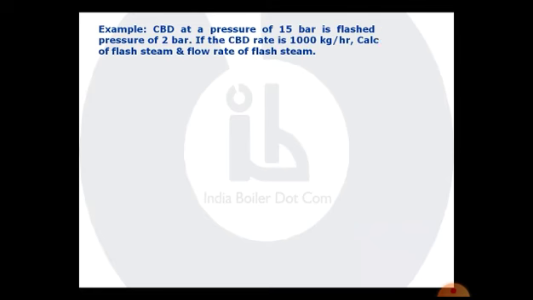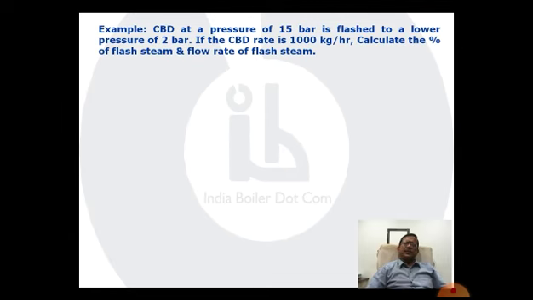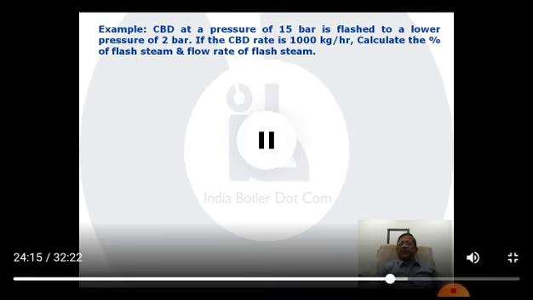Now we take another example, as I told you that sometimes this type of example is also asked. Condensate at a pressure of 15 bar is flashed to a lower pressure of 2 bar. If the condensate rate is 100,000 kg per hour, calculate the percentage of flash steam and the flow rate of flash steam. Okay. Now, first we take a temperature enthalpy diagram.